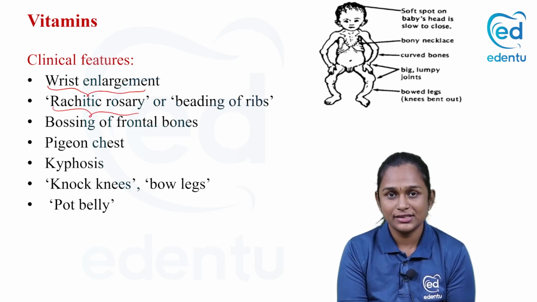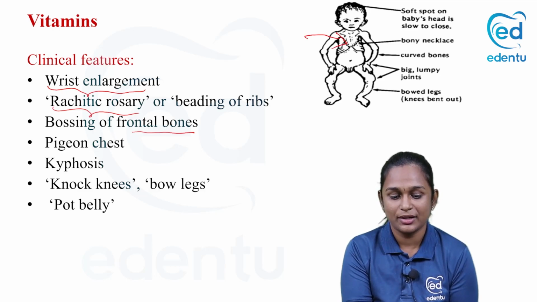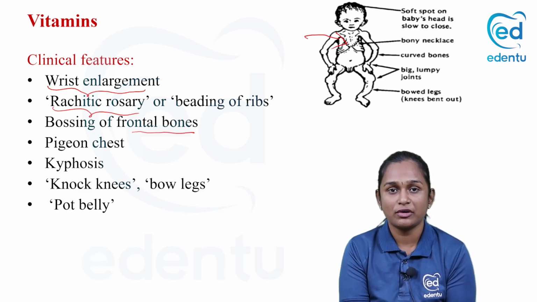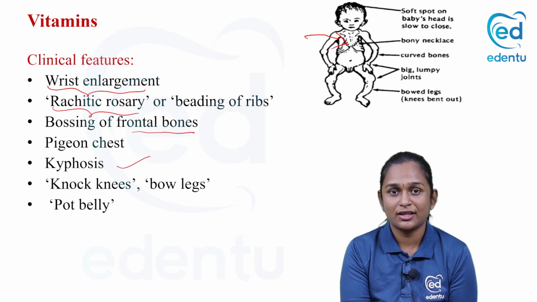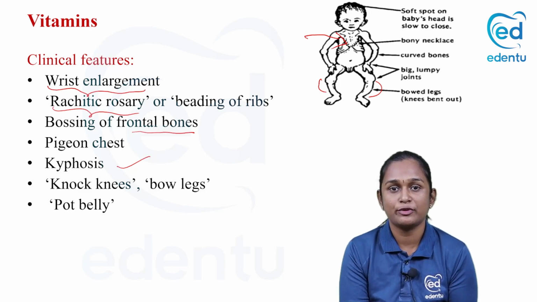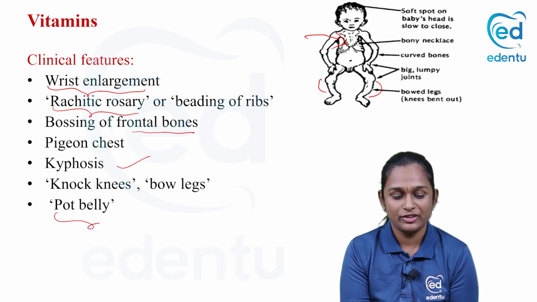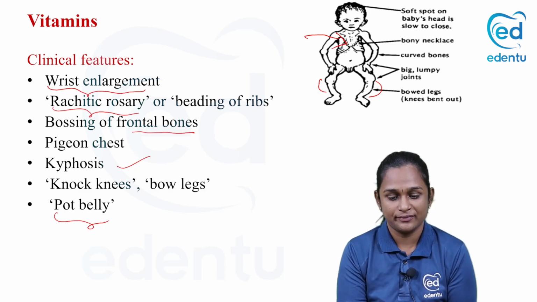It results in bossing of the frontal bones, and the chest looks like a pigeon chest. If you see in this picture, it looks like a pigeon chest, and there will be forward bending of the spine, that is called kyphosis. If you look at the knees, they will be bowed, otherwise called knock knees. So bow legs or knock knees, and the abdomen will be protuberant, a pot belly. So these are the features of rickets.